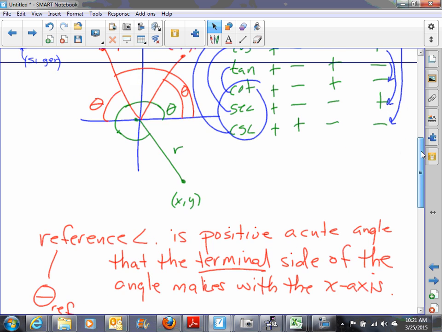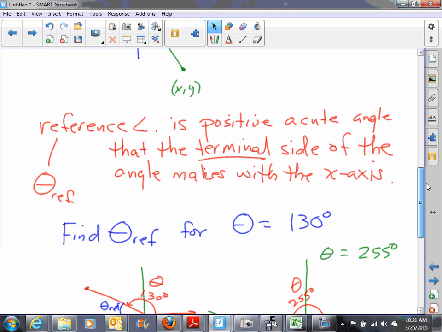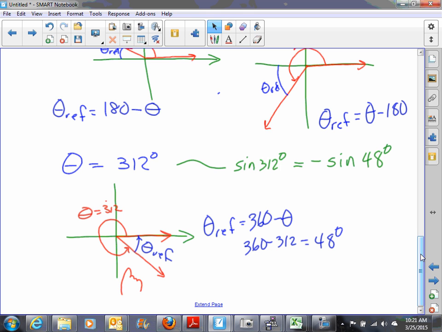We use it in conjunction with this chart on signs of the trig functions, and then this definition of the reference angle, and so then the sine of any angle, or the cosine or tangent, or even secant, cosecant, cotangent of any angle is the sign of that trigonometric function in that quadrant times the trigonometric function that you have over here of the reference angle. And that is kind of an important thing to know.